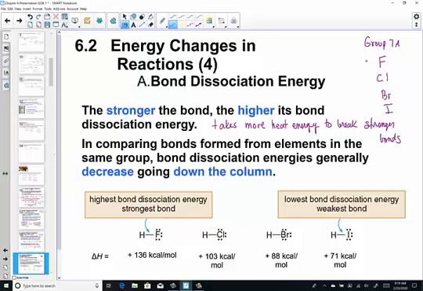Now, if we consider just a bond between HF, HCl, HBr, and HI, and that's what we're showing here, those bonds between the halogens, the strongest bond is between the smallest atom. Fluorine is smaller than chlorine. Chlorine is smaller than bromine, and iodine is the biggest of all.